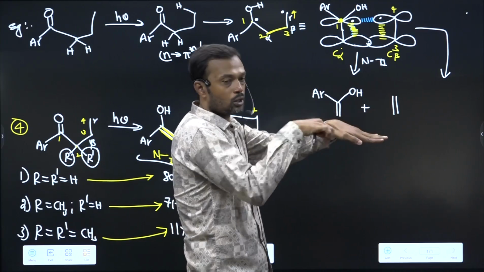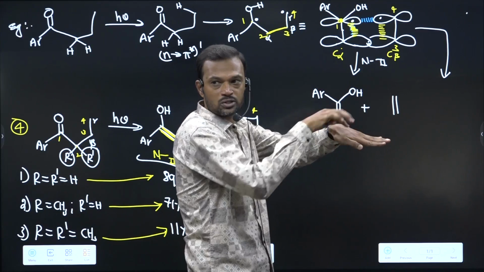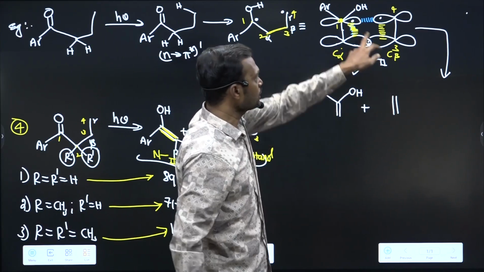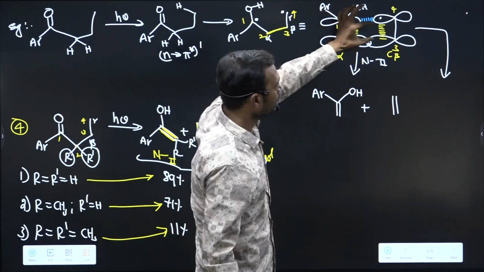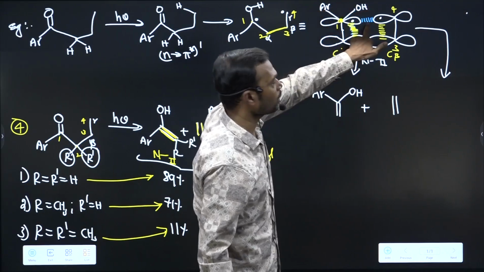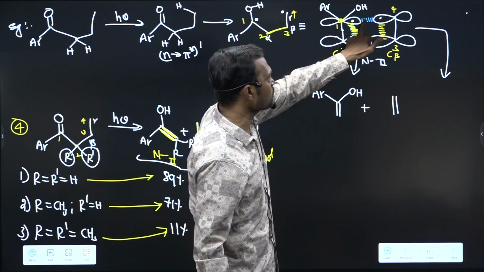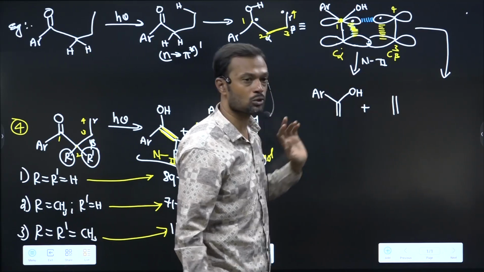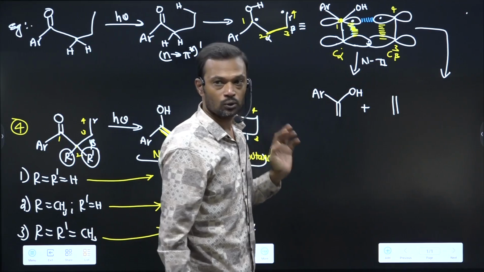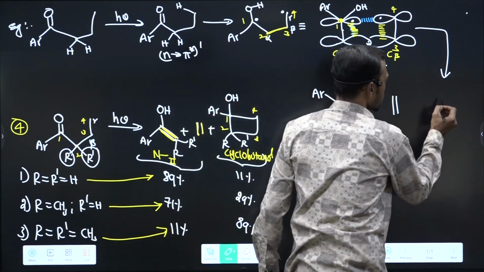At that time, cyclobutanol formation takes place or not? See, sideways overlap is strong. This is more attracted, it is also more attracted. At that time this bond is weak. If this bond is weak, I can break here or not? I can break here and here, and I can get Norrish type 2 cleavage. So this product formation is minor.